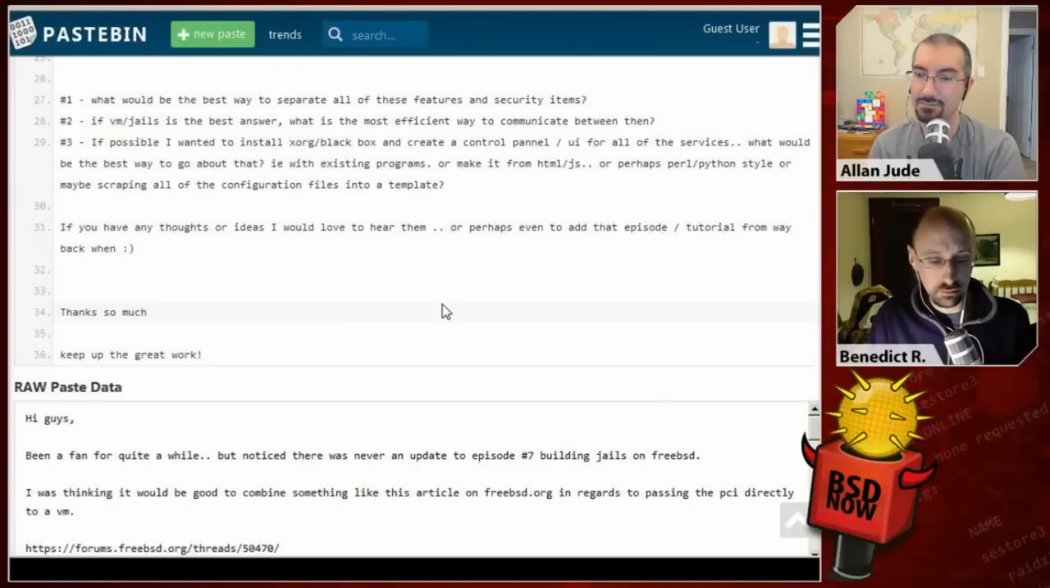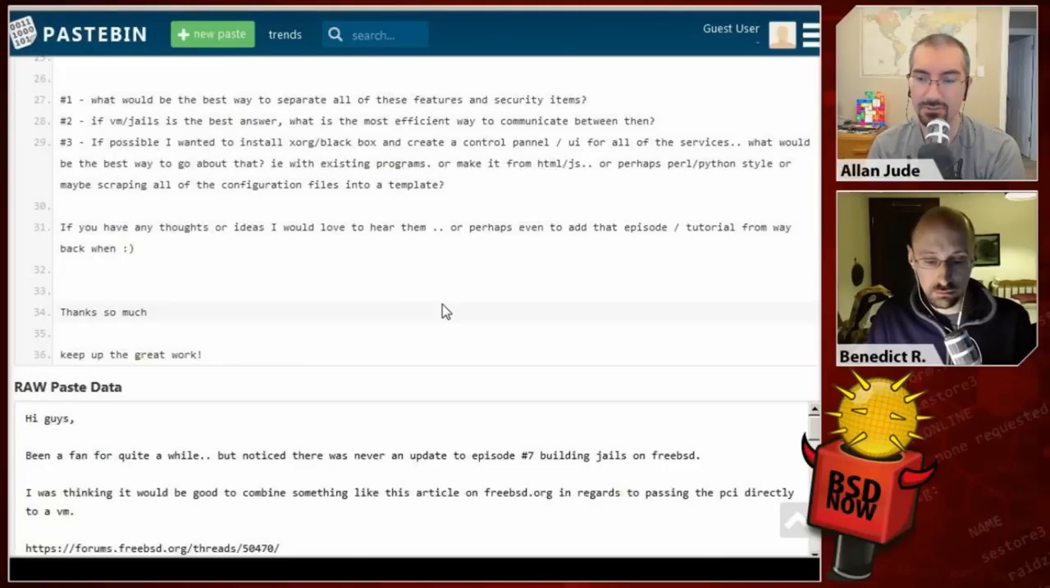So the ones that need fancy networking stuff, probably your Beehive is your best bet there because jails are really not designed to have raw packet access to the network. He says, if VMs versus jails is the best answer, what's the most efficient way to communicate between them? You can just create a bridge and combine the taps for all the VMs and alias IPs for all the jails on it, and then connect it to your real network, and that should work.